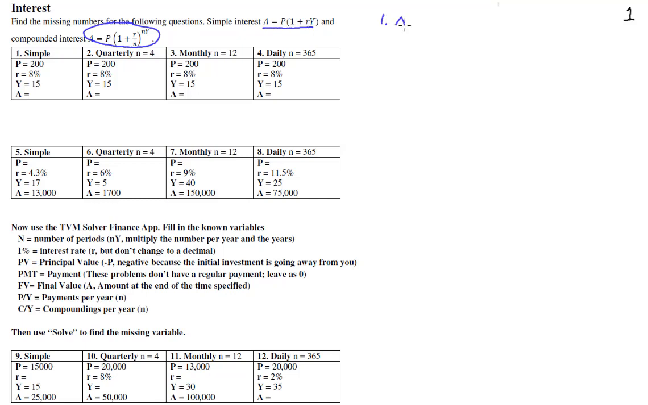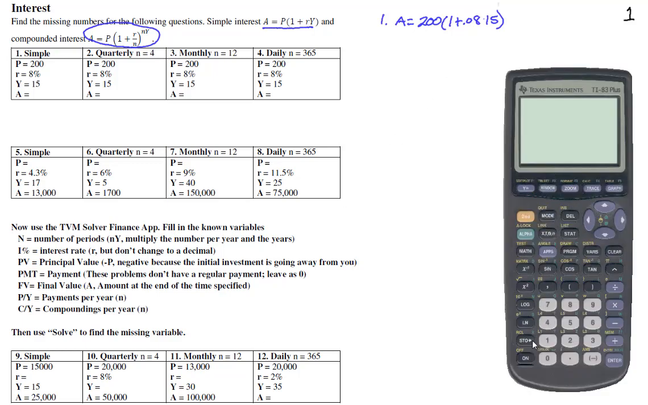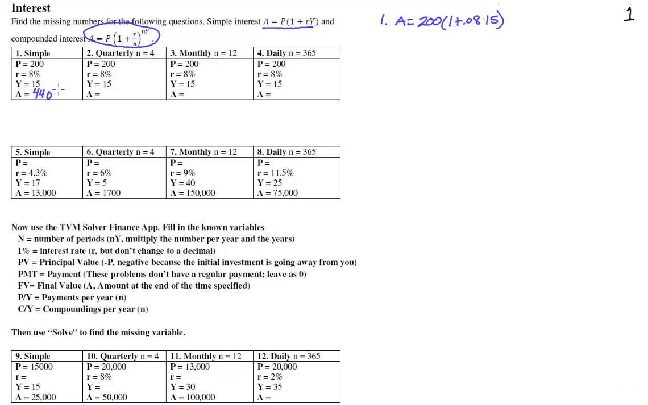So we have the amount is going to equal 200. That's our P. 1 plus 0.08 times 15. And we're just going to put that in our calculator. So let's type that in. 200 times 1 plus 0.08 times 15, enter, and we get 440. So there we go.